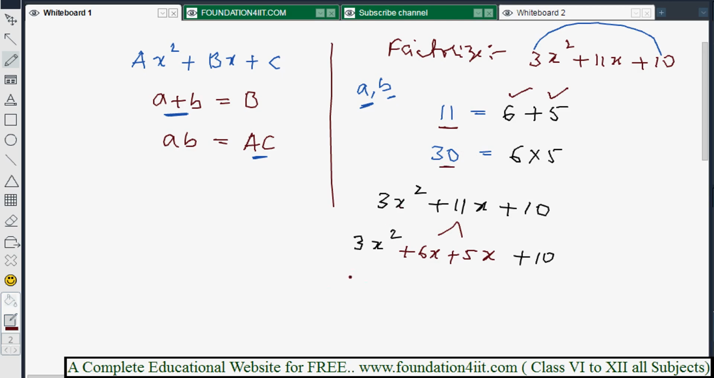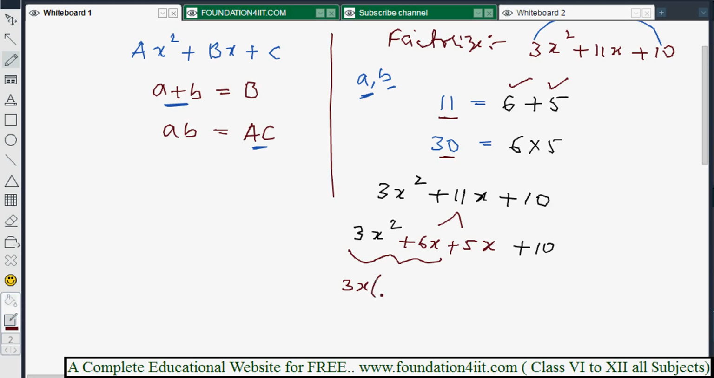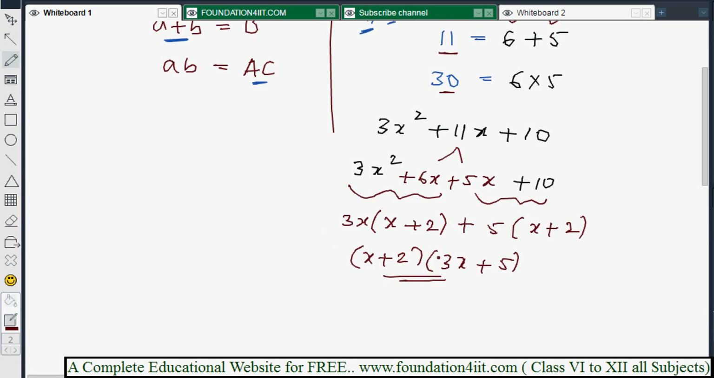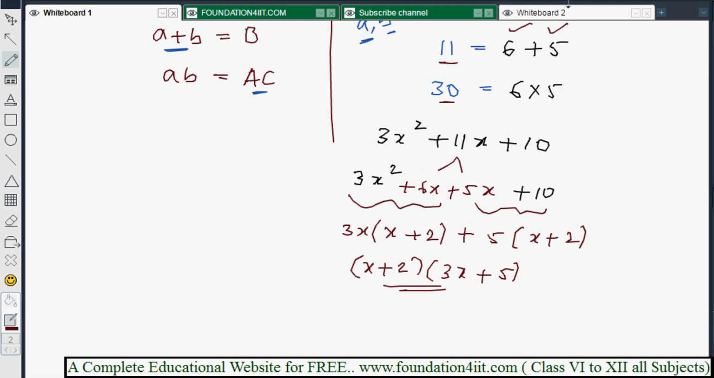Now take the common factor from the first two terms. 3x we can take common, the HCF. If we take 3x common, x is left in the first term, plus 2, because 3 twos are 6. From the next two terms, 5x plus 10, 5 is common, x plus 2, because 5 twos are 10. That's it. Now x plus 2 is a common multiplier, with 3x from the first set plus 5 from the second. So the answer is x plus 2 into 3x plus 5. This way you can solve easily. I'll explain one more example.